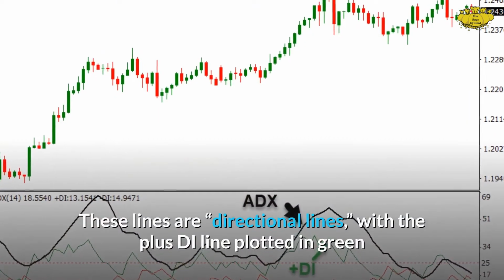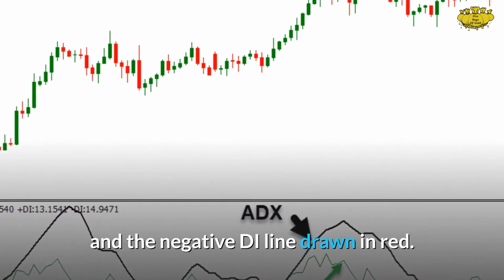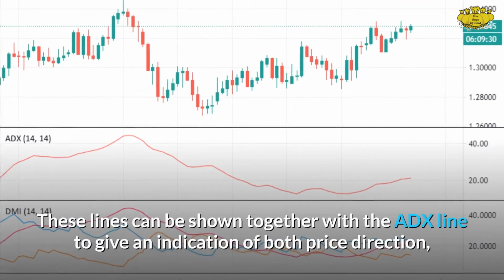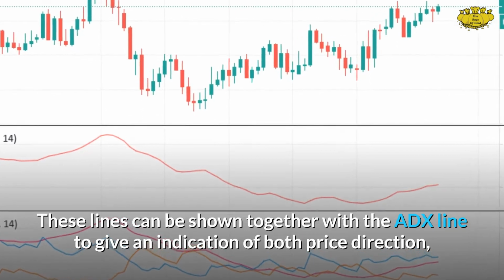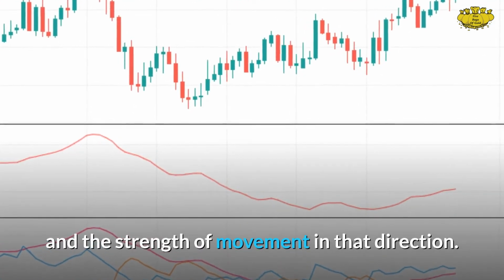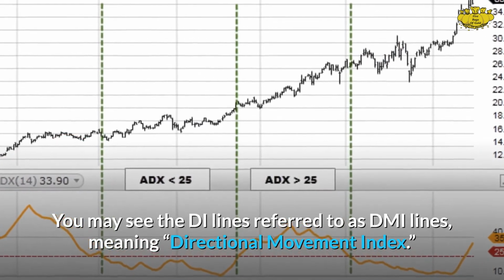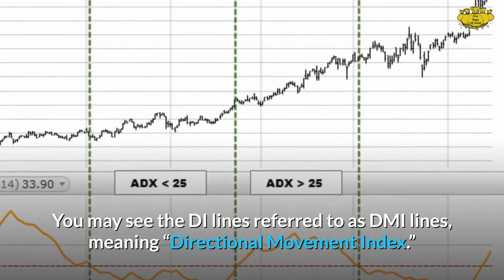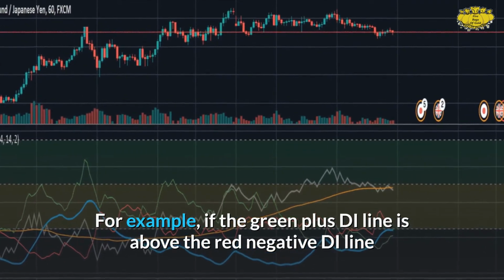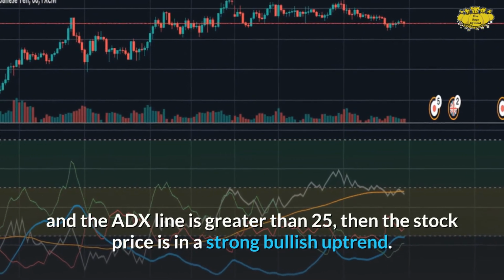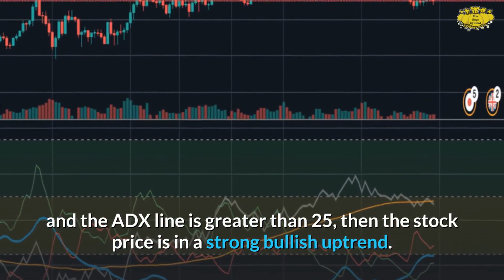These lines are directional lines, with the plus D line plotted in green and the negative D line drawn in red. These lines can be shown together with the ADX line to give an indication of both price direction and the strength of movement in that direction. You may see the D lines referred to as DMI lines, meaning Directional Movement Index. For example, if the green plus D line is above the red negative D line and the ADX line is greater than 25, then the stock price is in a strong bullish uptrend.